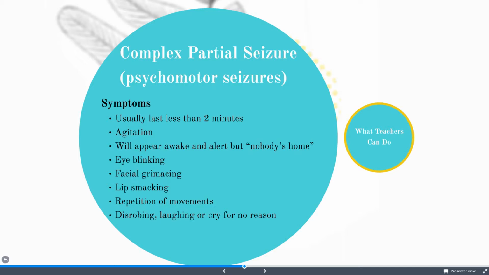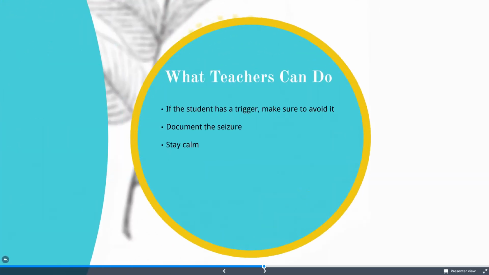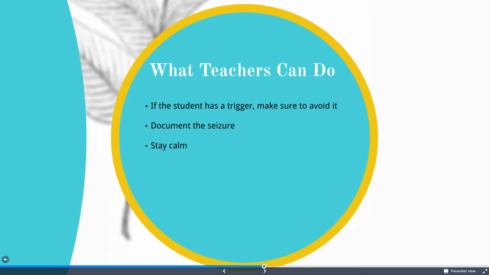Complex partial seizures last less than 2 minutes. Agitation will appear. They will appear awake and alert, but really no one's home. So eye blinking, facial grimacing, lip smacking, repetition of movements, disrobing, laughing, or crying for no reason. What teachers can do: if you know the specific trigger of a student, you can make sure to avoid it. For example, some people have strobe lights or video games as a specific trigger. So document the seizure and stay calm.